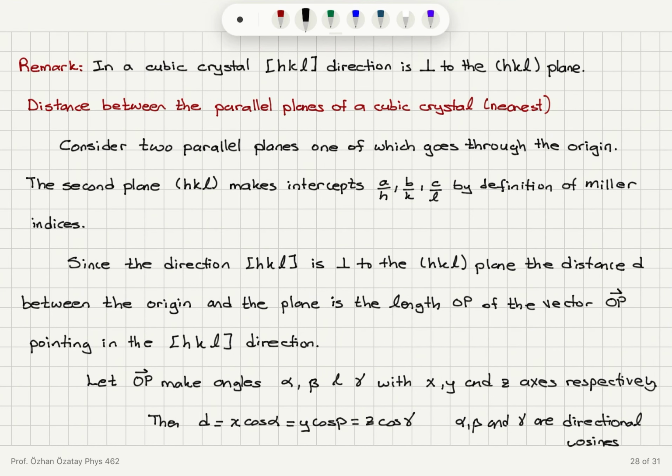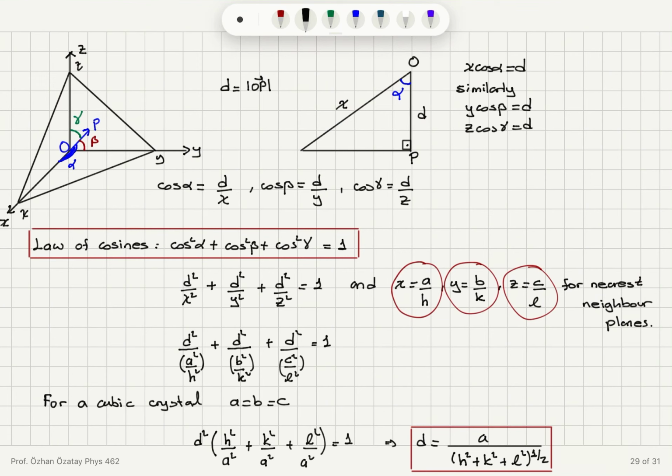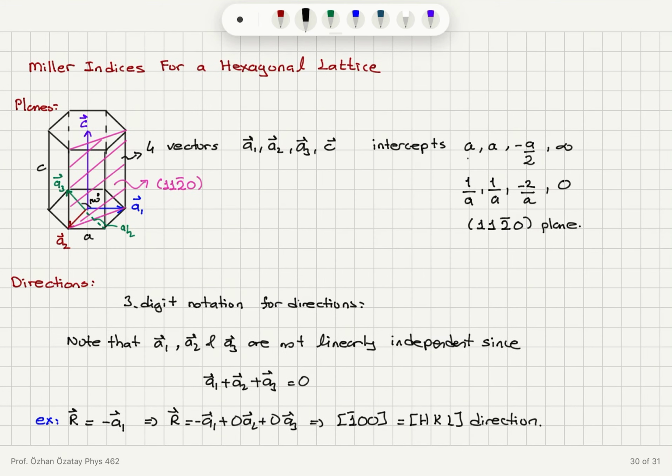Okay. And in the cubic crystal, we have this property that the HKL direction is perpendicular to the HKL plane, and the distance between two nearest parallel planes in a cubic crystal, we find using the cosine theorem, the law of cosines, is a, the lattice constant of the cubic crystal, divided by the square root of h squared plus k squared plus l squared.